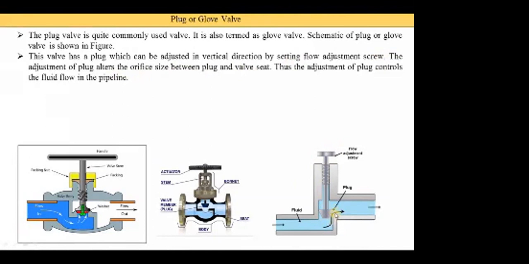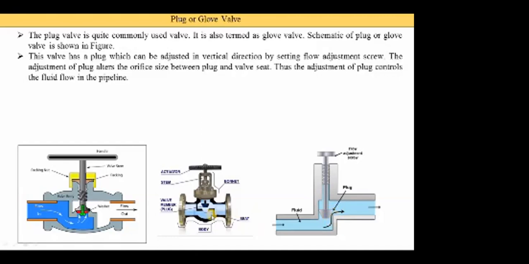Okay, so we know that the flow rate Q is equal to area into velocity. Means if this area A is increased, means this passage area is increased, at that time we achieve more flow rate. And when this area is reduced, then the flow rate is reduced.